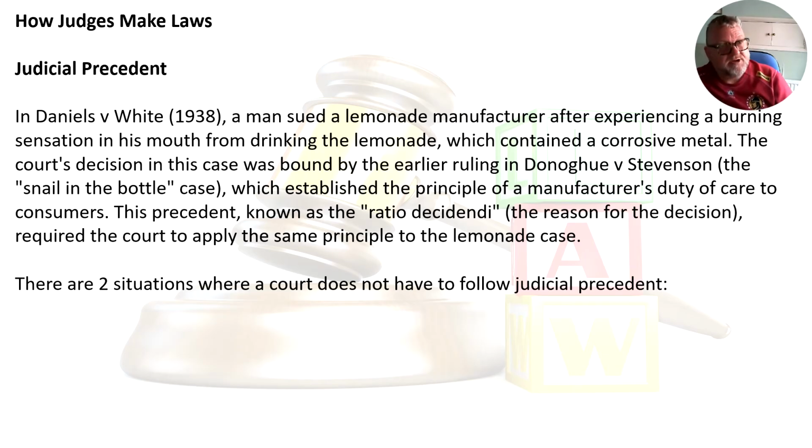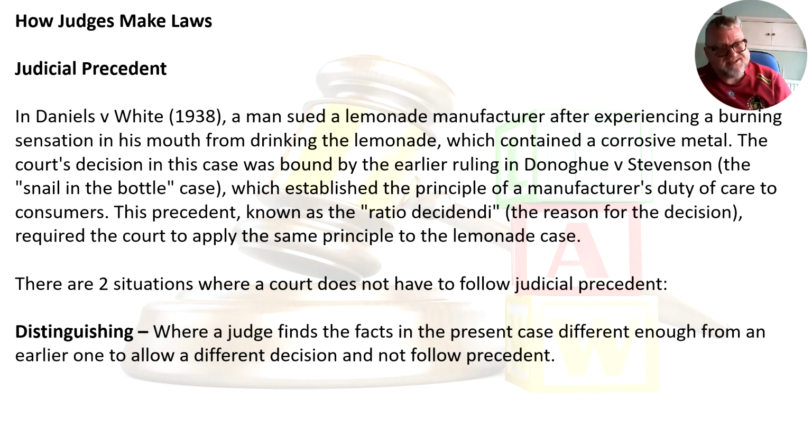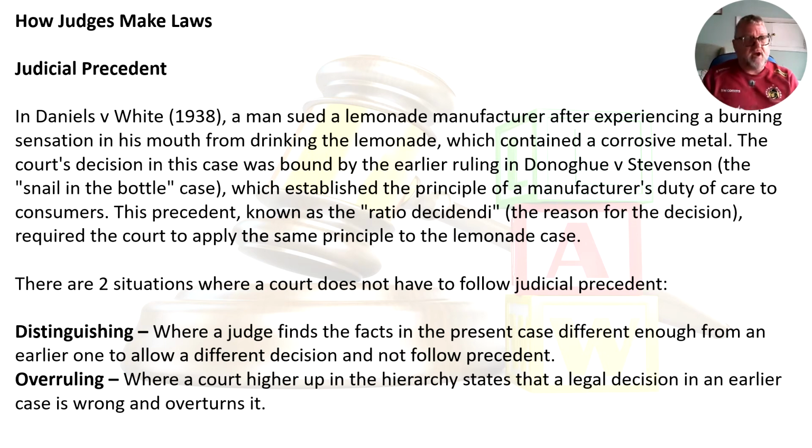There are only two situations where a court doesn't follow judicial precedent. The first is called distinguishing, where the judge finds the facts in the present case are different enough from the earlier one to allow a different decision and not follow precedent. If you think about it, you're following precedent because, even though metal is not the same as a snail and ginger beer is not the same as lemonade, the case itself is very similar. If the cases are widely different, then you can't apply the precedent.